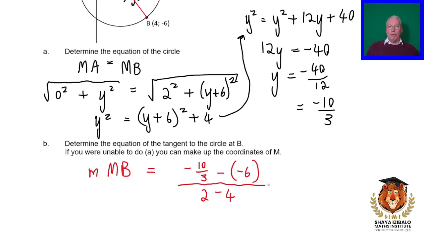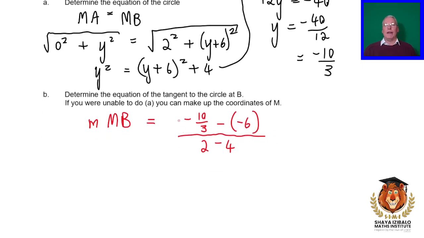Okay, and we can put all this into a calculator. When we do that, we actually get, let's see if we can do it without a calculator. Okay, this is going to be negative 10 over 3 plus 6.